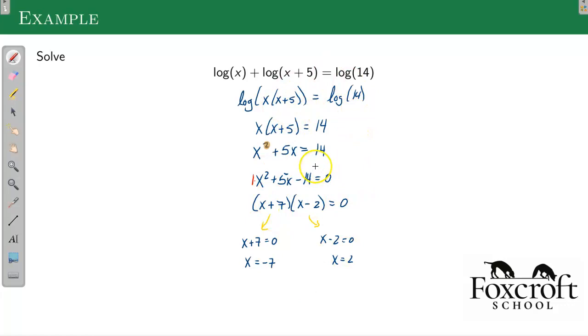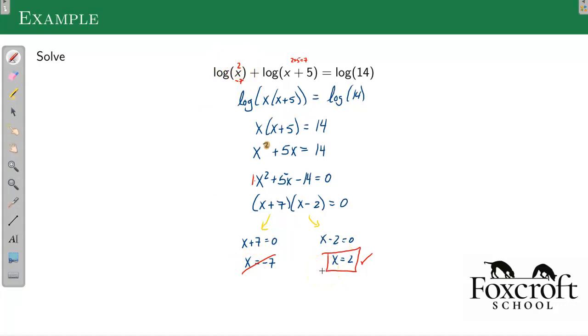But there's one thing we have to do with logs that we don't have to do with a lot of other types of equations, and that's check for extraneous roots. If I try to plug in 2 here, 2 plus 5 is 7. I can plug that into a log, so 2 is good. Try to plug in negative 7. Negative 7 can't go into a log because I can only plug in positive numbers into a log. So I can't plug in this negative 7 to my original equation, which means I can just cross it out. And my final answer is just 2.